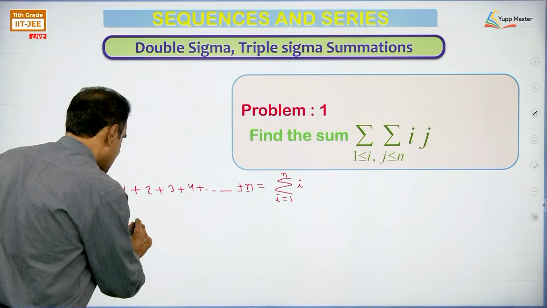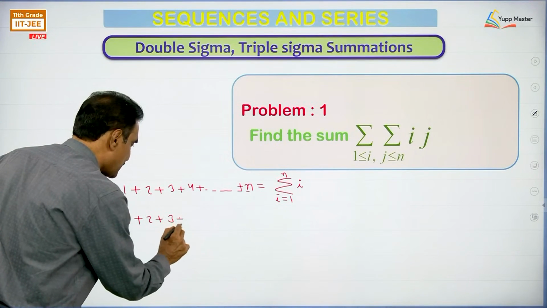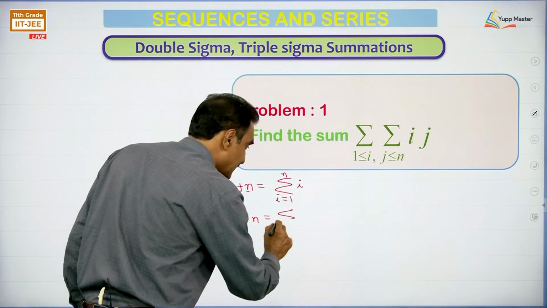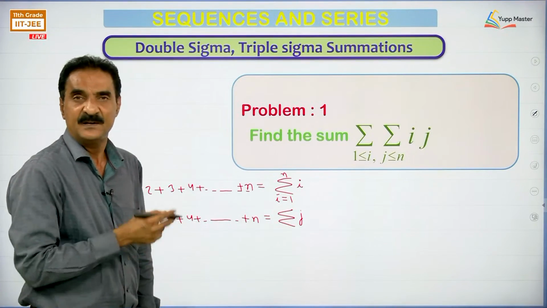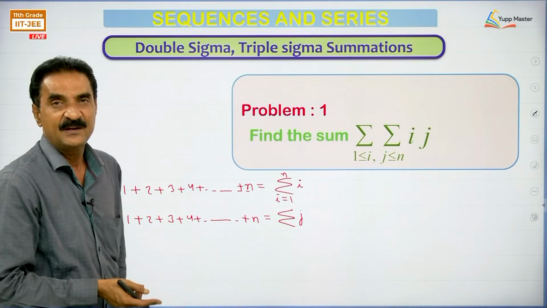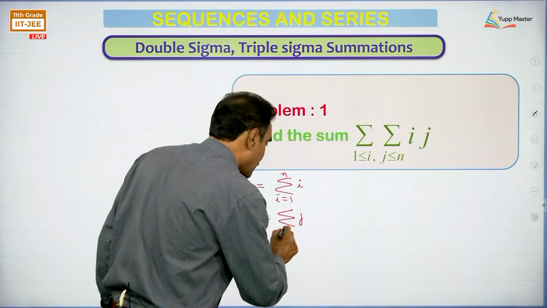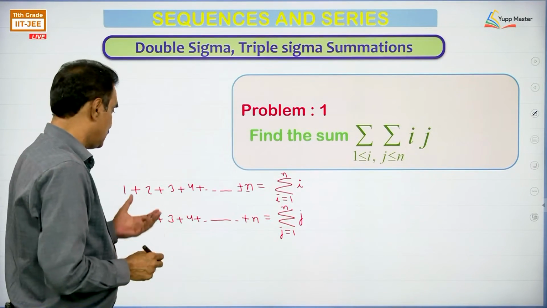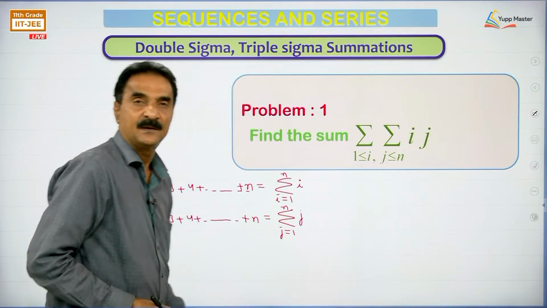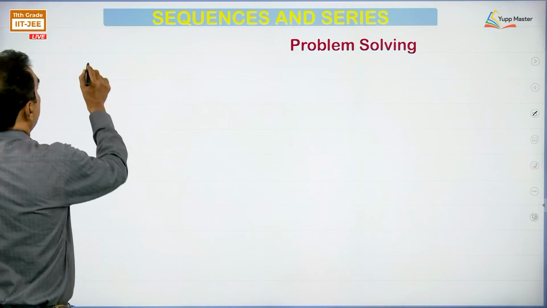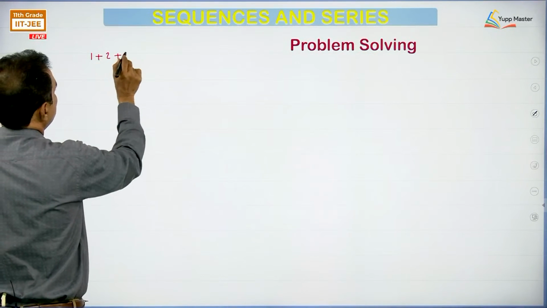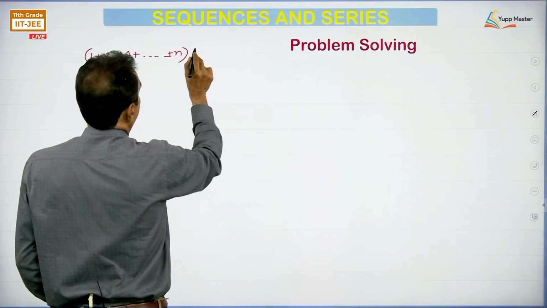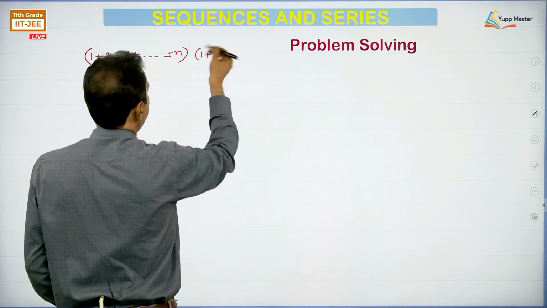Similarly, the same sum 1 plus 2 plus 3 plus 4 plus and so on till n can also be written as sigma of some other thing. Instead of i, we can write r, we can write j, we can write k. So, sigma j, where j varies from 1 to n. Alright. If you multiply these two, you will get 1 plus 2 plus 3 plus and so on till n into 1 plus 2 plus, or you can write directly whole square.